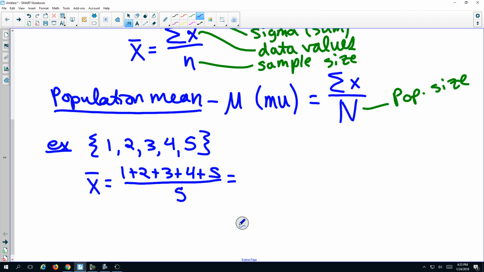So it looks like 1 plus 2 is 3, 3 plus 3 is 6, plus 4 is 10, plus 5 is 15. Divided by 5 would be 3. So my sample mean would be 3.